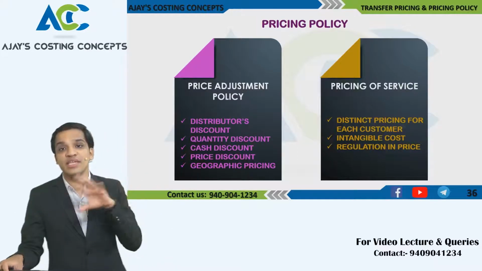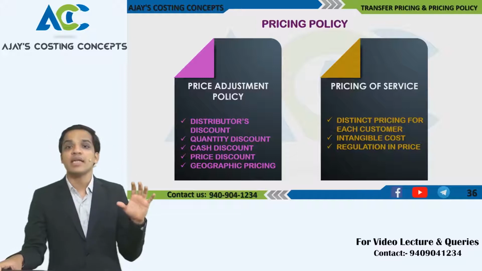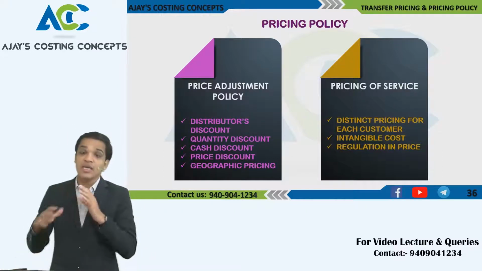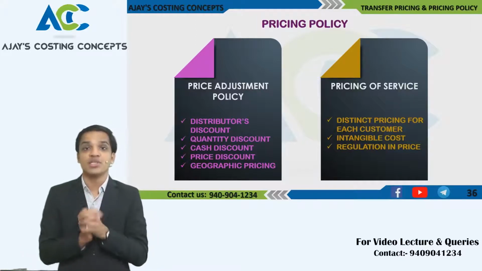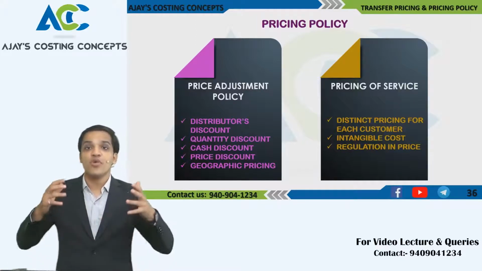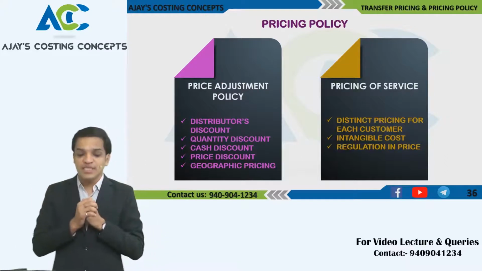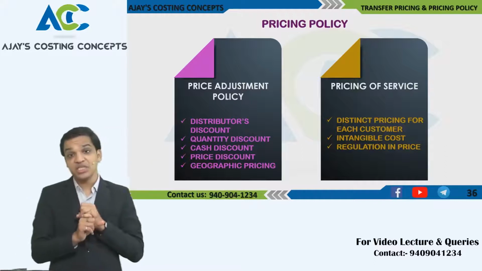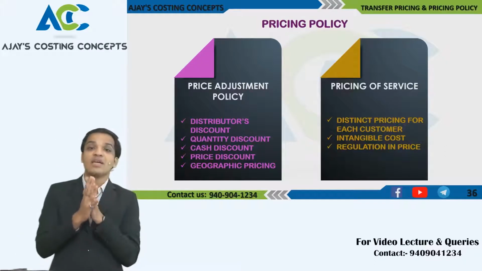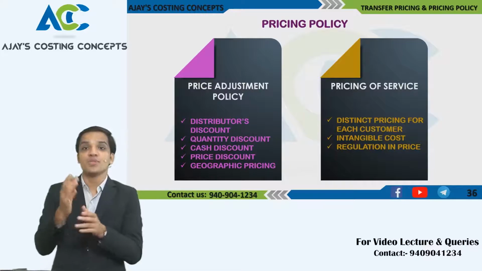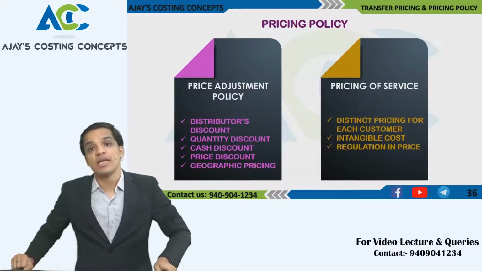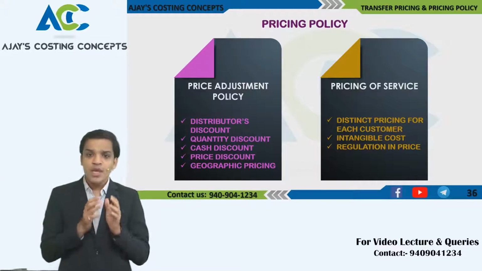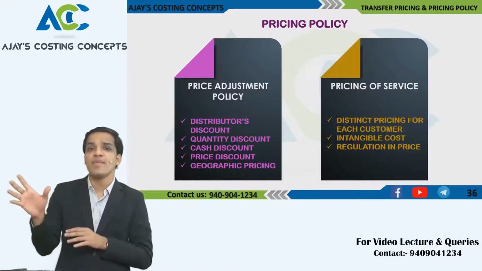So what kind of adjustment in the prices can be done, and how it can be done, that is what we decide here. Pricing of service: as you all are becoming chartered accountants, you are in CA final. When you are providing your services, how do you decide the pricing of your services? Number one is distinct pricing for each customer. All our clients in practicing firms, when you were in your articles you observed, have different kinds of pricing models. You cannot decide one single price like MRP for each and every client.